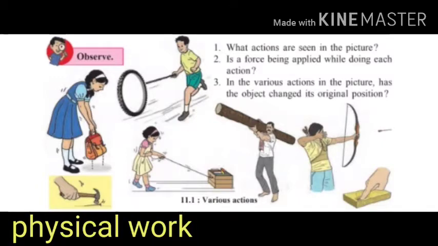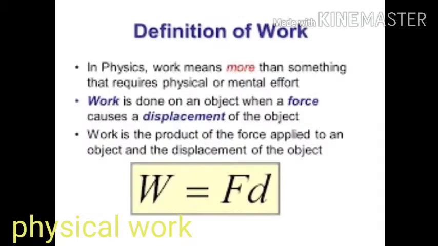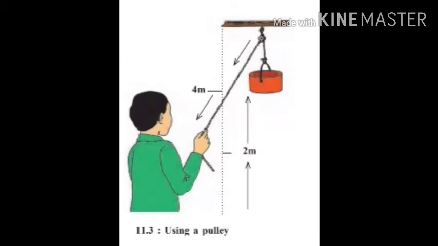So, the definition of work is: work is said to be done when a force applied on an object causes displacement of the object. So, the formula of work is equal to force into displacement. Next point is work done changes with the direction of displacement.